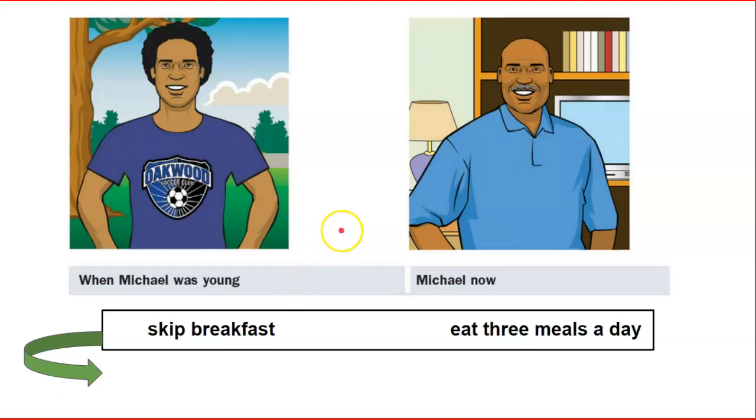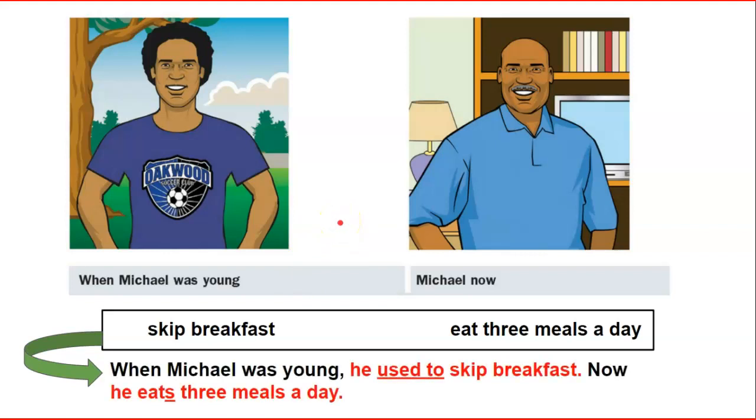Let's take a look at the sentence here. All right. I'll tell you what, Marianne, you did it right. You want to read the sentence at the bottom? Okay. When Michael was young, he used to skip breakfast, and now he eats 3 meals a day. Very good. And I also noticed, Marianne, you got the S on there when you created your sentence. You corrected yourself and put that S on there. That's great.